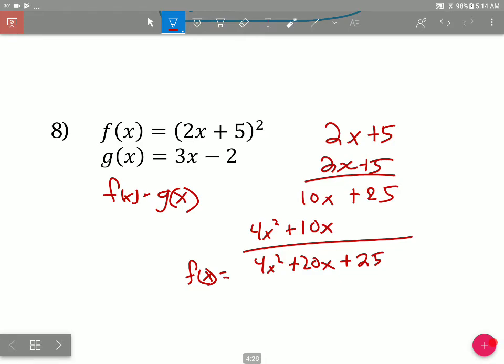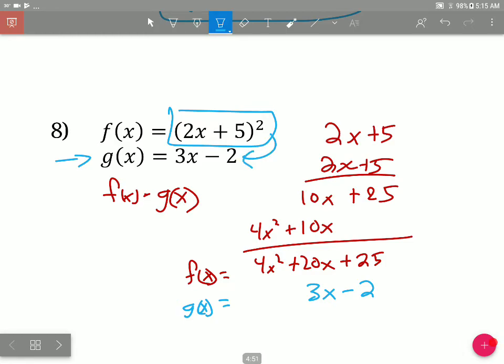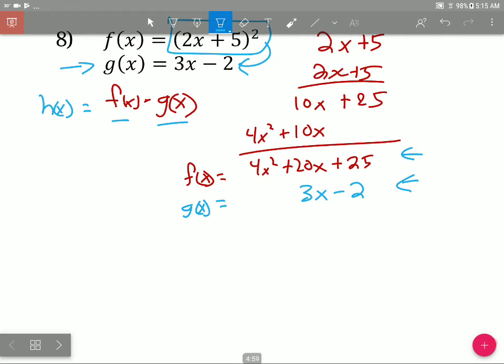Now we're going to multiply that by your g of x, which is 3x minus 2. I'll wait there for a second and let that sink in, because I sometimes know I go too fast. We squared this one to get it all multiplied out, and then we're going to multiply these together because the original question said, what is f of x times g of x? So let's multiply them together.